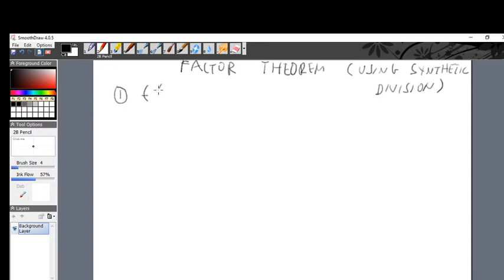All right, here's our polynomial. f of x is equal to x^4 minus x^3 minus 11x^2 plus 11x plus 12.